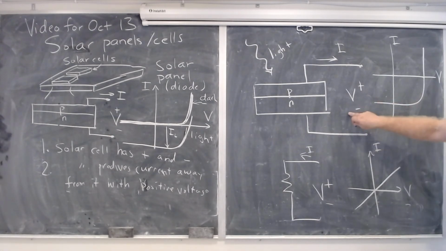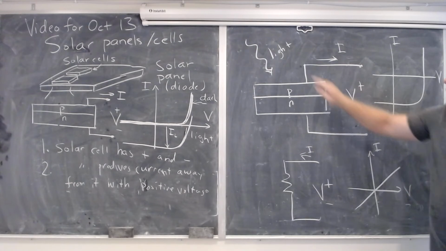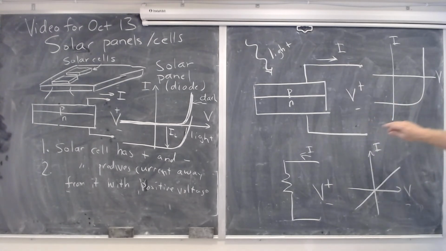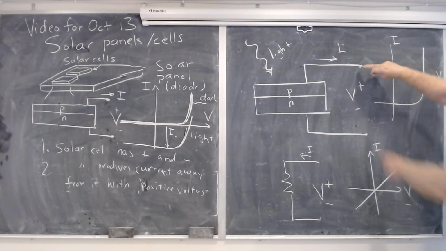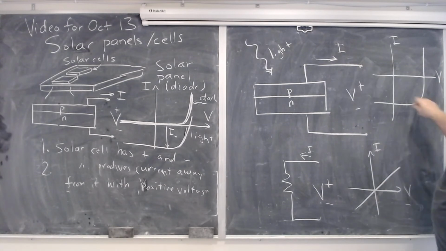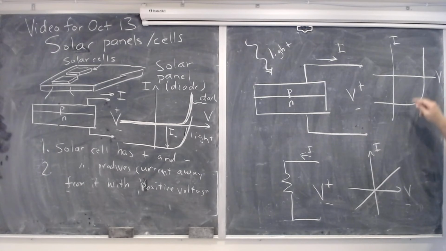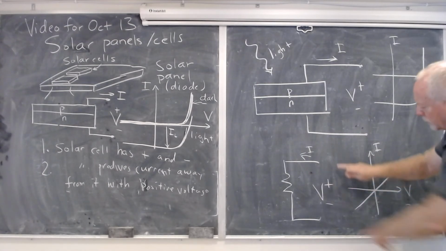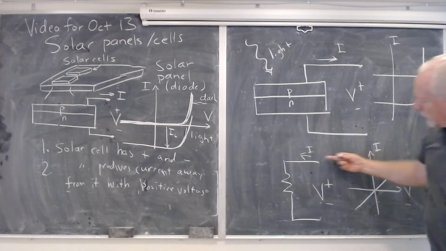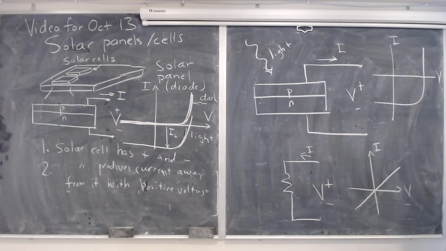And so a solar cell, particularly in the light, is characterized such that for a positive voltage across it, it supplies a negative current, meaning a current going out of the device. As opposed to a resistor, where you put a positive voltage across it, you get a current into the device, meaning a positive current for a positive voltage.